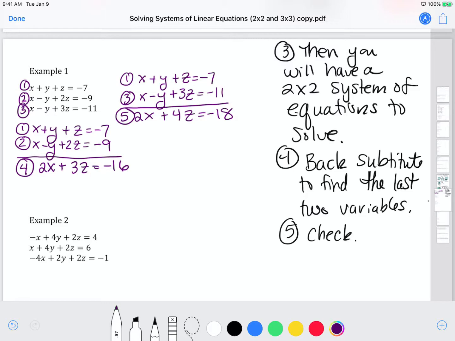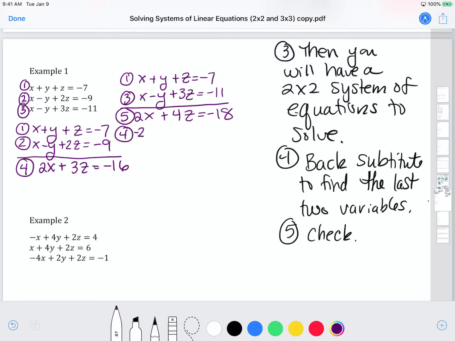I got two equations, 4 and 5, that have x's and z's in them, and now I can solve those two just like we did previously with substitution or elimination. So let's say I take equation 4, and I'm going to multiply it by a negative 1. That way I have a 2x in one equation and a negative 2x in the other equation, and then I can eliminate x, and I'm left with z.